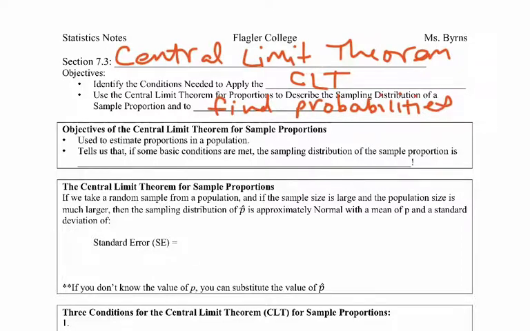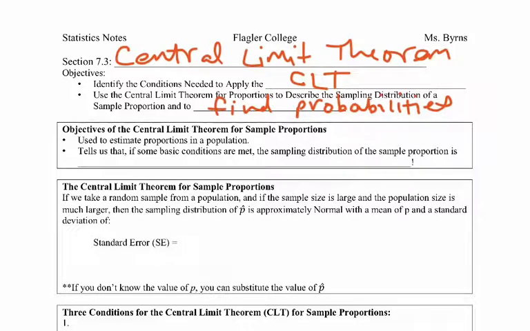So objectives of the central limit theorem. It's used to estimate population proportions. So if we don't know, for example, take voters. If we're trying to make an estimate about what proportion of the population is going to vote maybe for a certain candidate, this is something we can use the central limit theorem to help us make an estimate for.